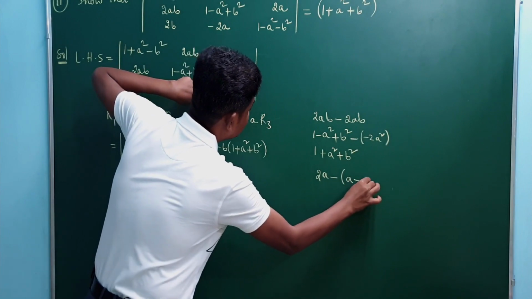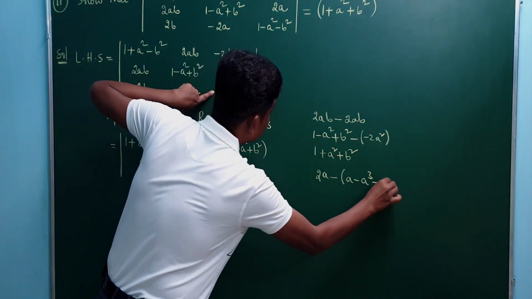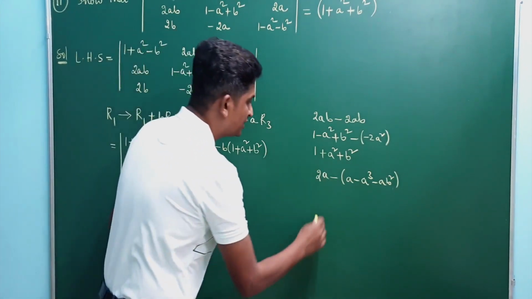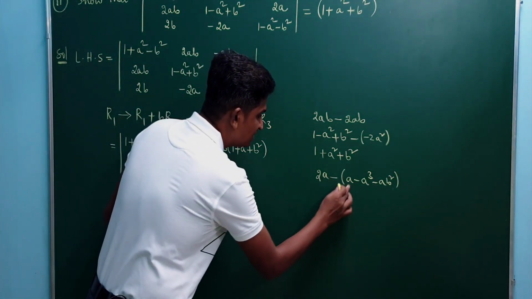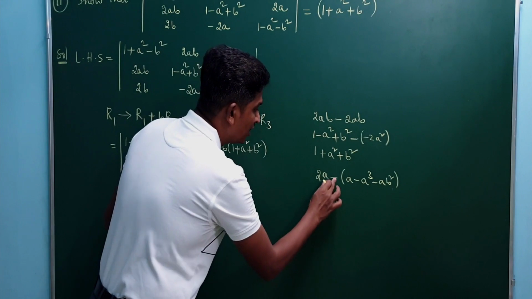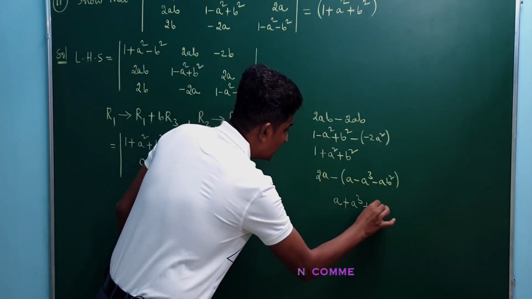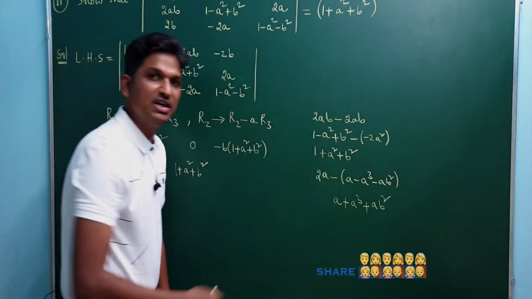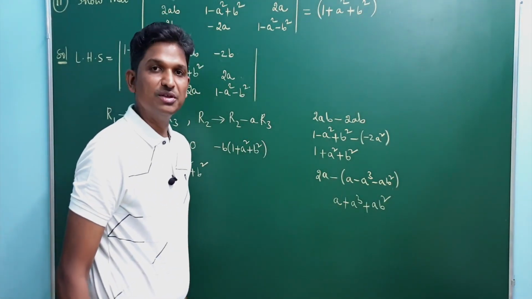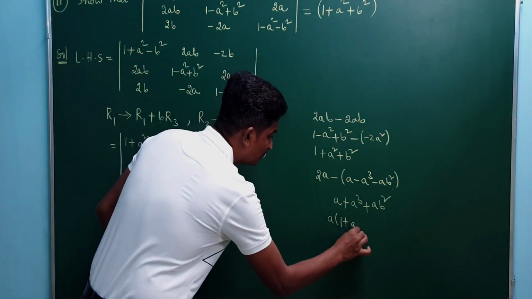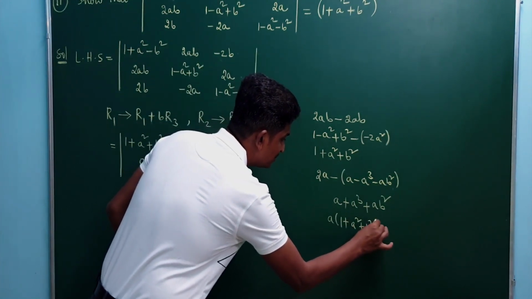a minus a cube minus ab square. You get it like this. Do this little bit of simplification. 2a minus a, that is a, minus, plus a cube plus ab square. You observe here, I can take a common from this. If you take a common, what will you get? 1 plus a square plus b square.